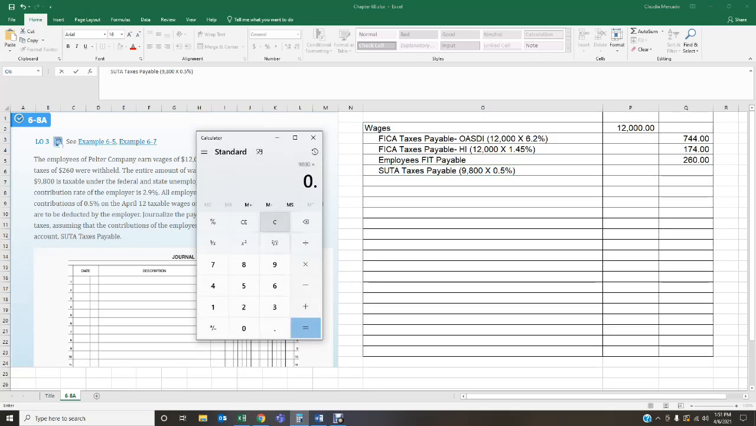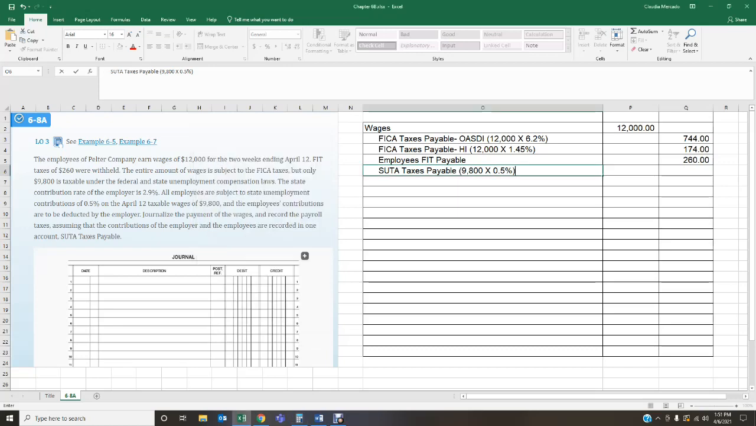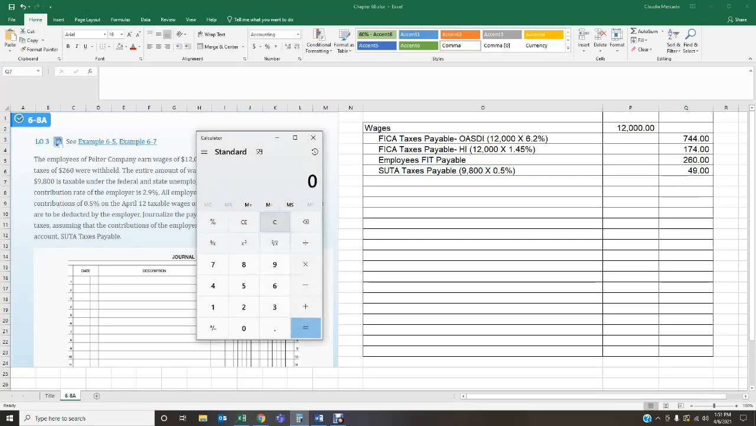9,800 times 0.5%. That gives me $49. Okay. So these are all of the deductions that are going to be withheld from the employee's paycheck. I know my employees earn $12,000. I'm going to take out $744 for OASDI, $174 for HI, $260 for federal income tax, and $49 for SUTA.